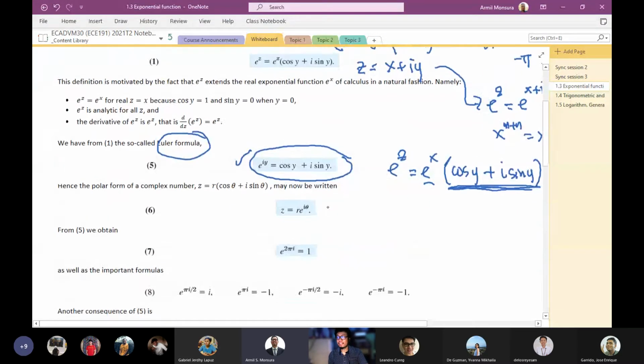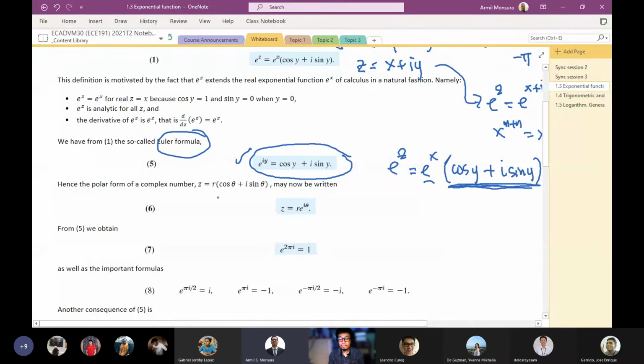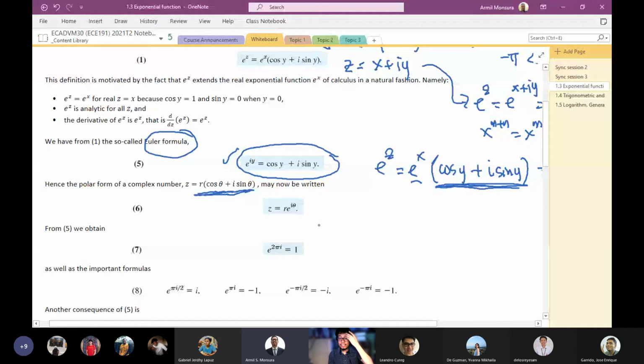Okay. Now, in the same manner, if we write now, since the polar form of your complex number is this one, as we have studied in the previous lesson. Again, equating that to this definition, we shall see that the exponential form of your complex number can be written as r times cosine of theta plus i sine of theta. That's the polar form.